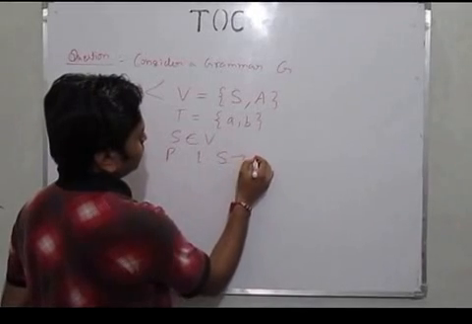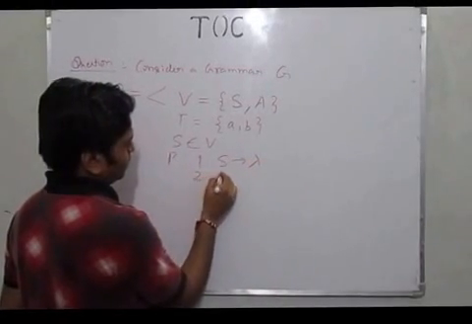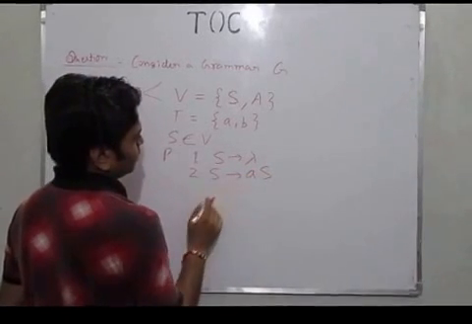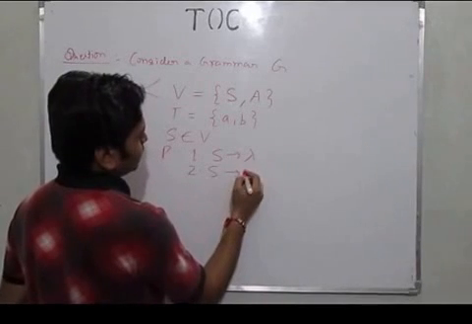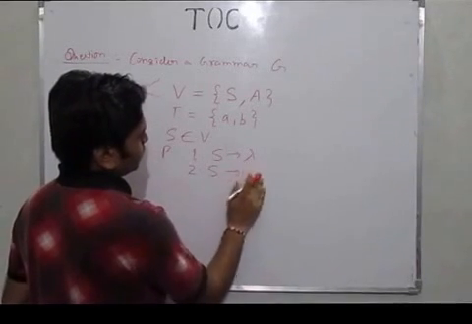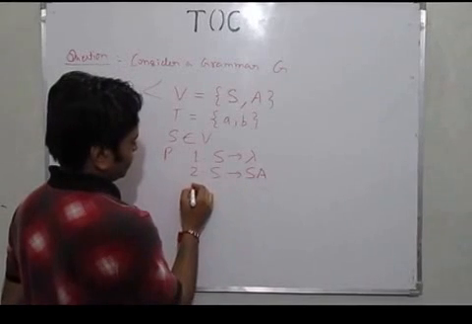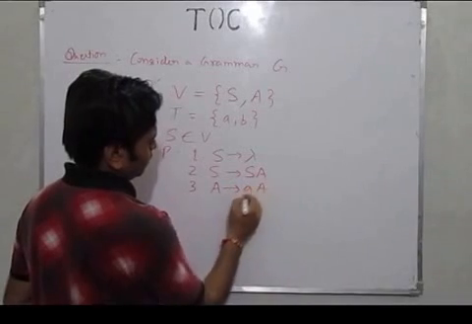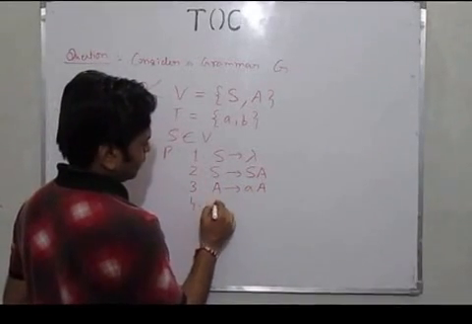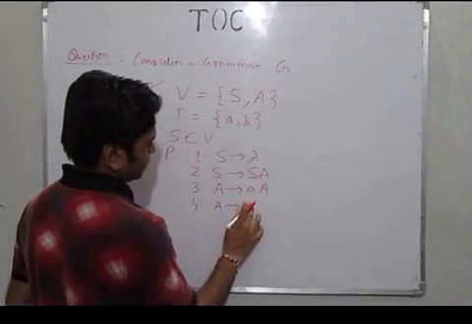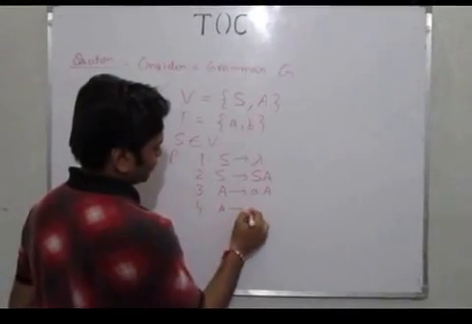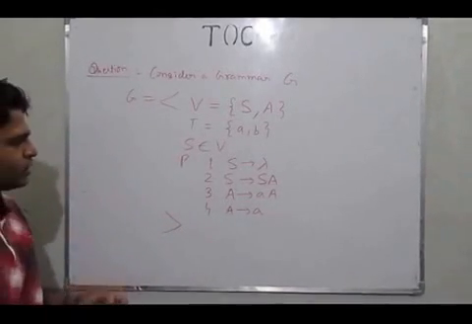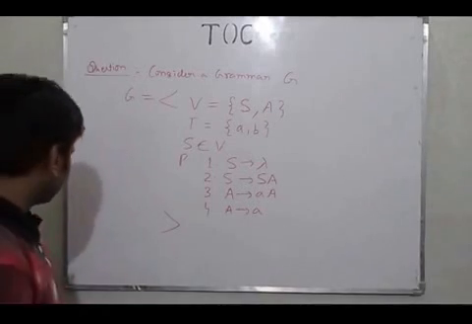S tends to lambda, S tends to SA, A tends to AA, and A tends to lambda. Or I can say A tends to a. Fine. So this is the question. If it is given in an exam, how can we solve this question? Fine. Let us check that.